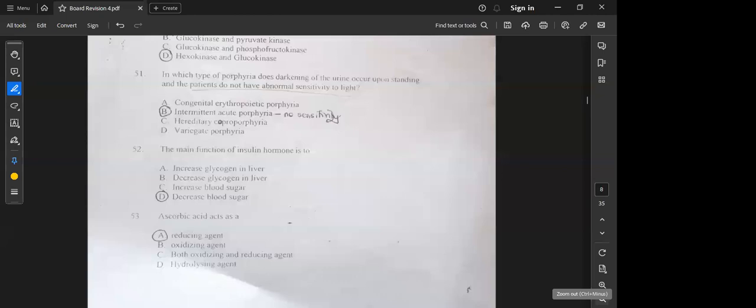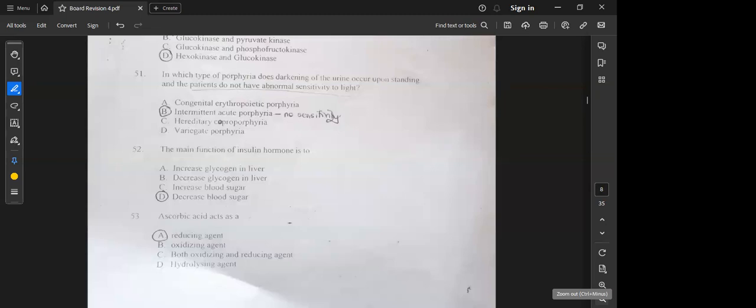We're waiting for answers. Number 51, in which type of porphyria does... Atienu is saying that in acute intermittent porphyria, we do not have sensitivity to light, and there will be the darkening of urine upon standing. Anyone else with a different opinion? Yeah, according to ChatGPT, it also states intermittent. So we have acute intermittent porphyria.